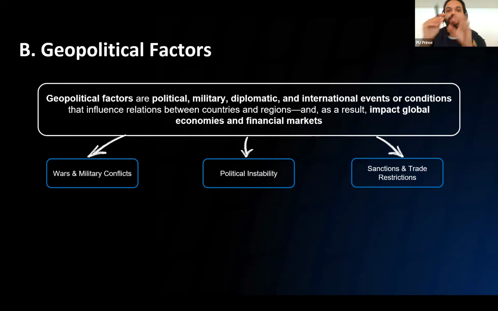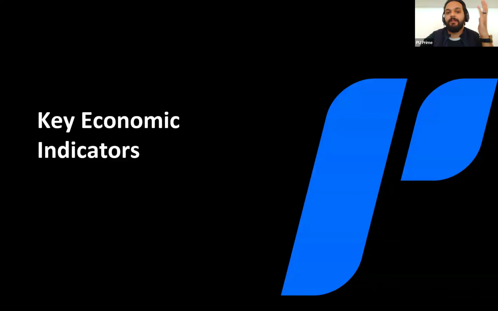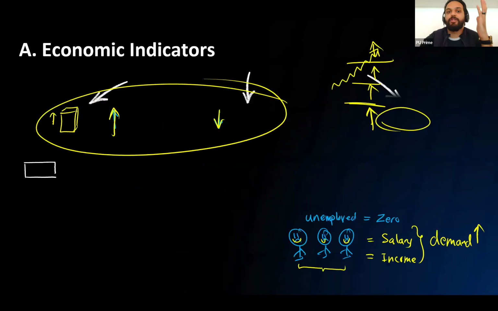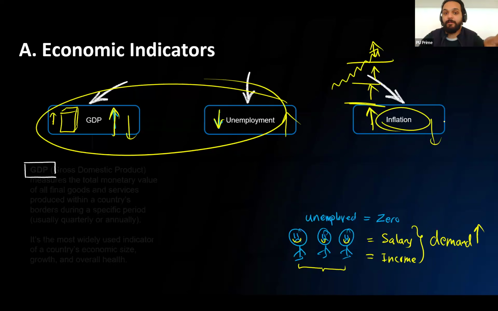Now, if you analyze the geopolitical factors on the key economic indicators, this is going to be a simple thing. GDP, instead of going high, with wars and geopolitical tension is going to go down. Unemployment is going to increase, inflation is going to decrease. Simple thing, right? It's all related to the economic indicators.